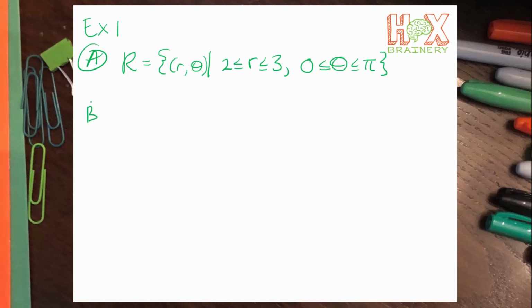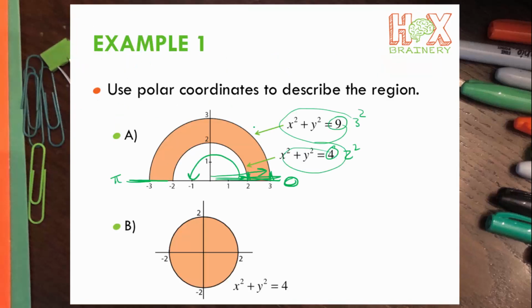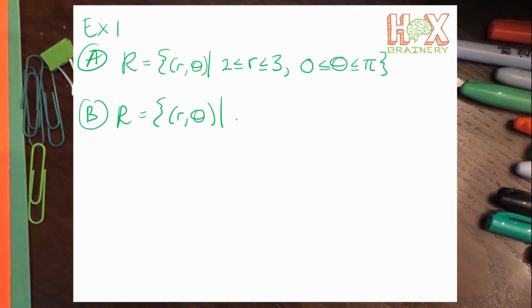Let's do part B. So this is going to be the set of all ordered pairs (r, theta) such that r goes from 0 to 2, and theta goes from 0 to 2 pi. So r goes from 0 to 2, and theta is between 0 and 2 pi. That's all you have to do for describing the regions.